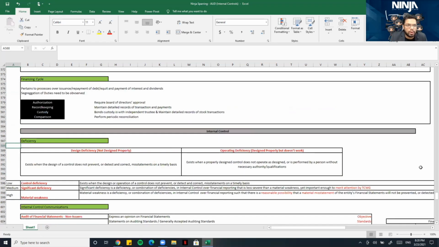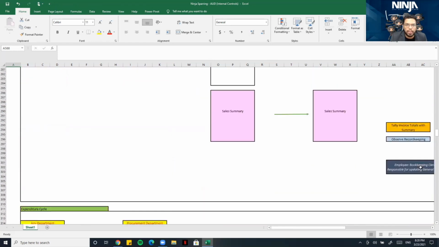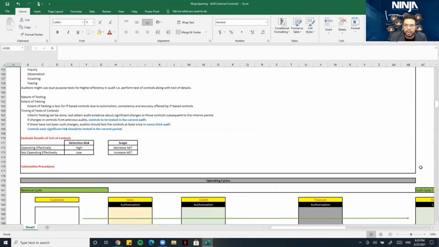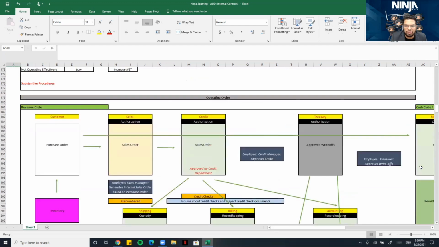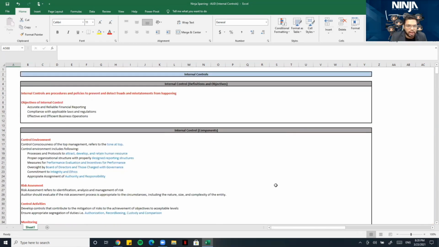Now, let's talk about internal controls. How do we use internal controls in audit? Before we go into that, let's understand what internal controls are. These are the transaction cycles which we'll be doing later. But let's understand what internal controls are first of all. And why do we consider them in audit? And how do we consider them in audit? So, in internal controls, firstly, we'll answer what internal controls are.